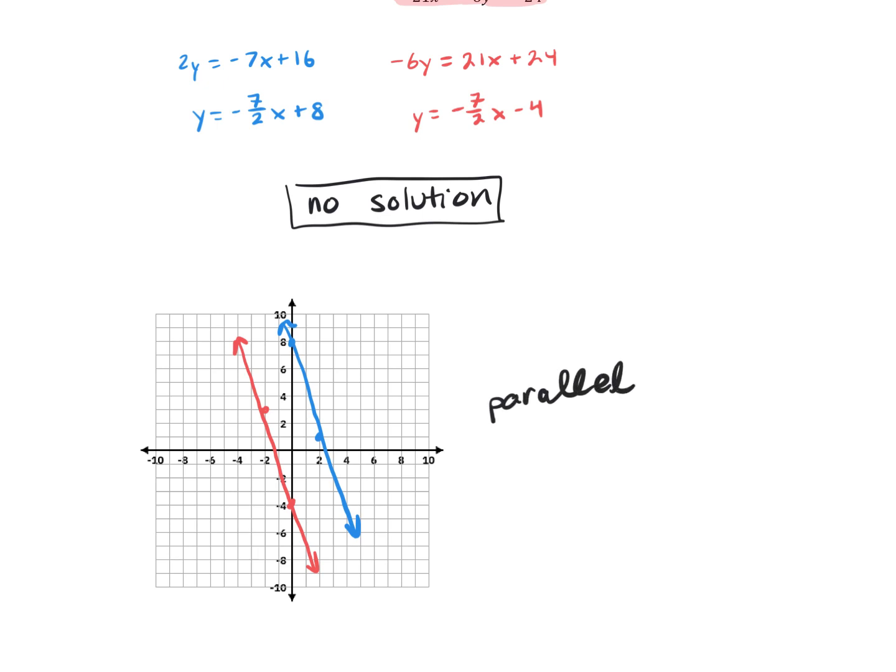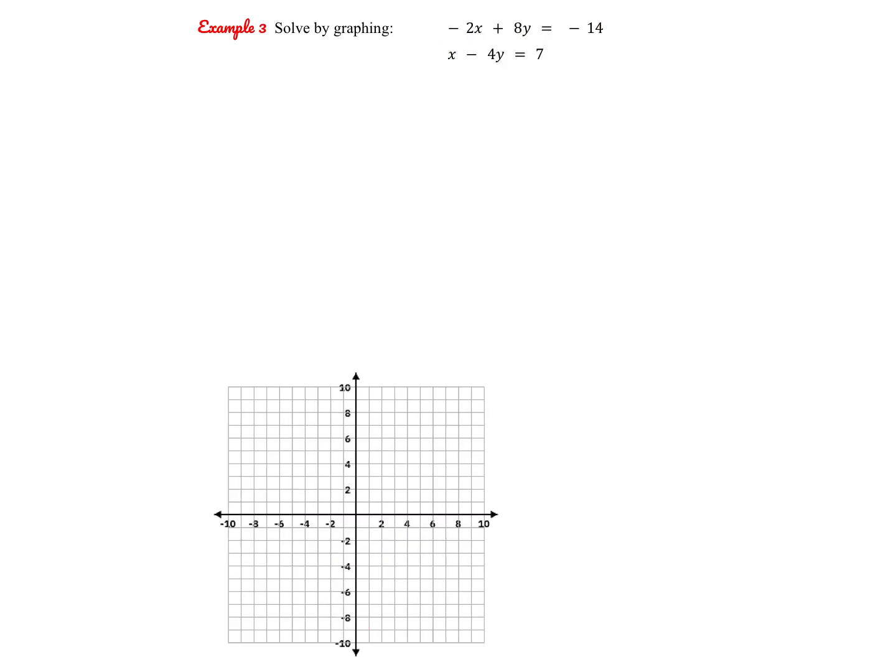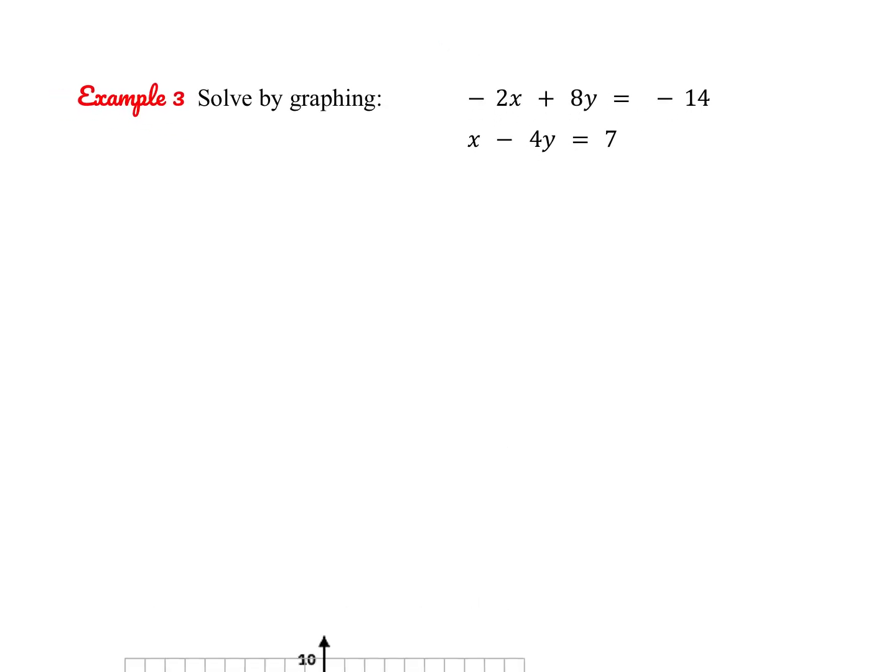And parallel lines will always occur when you have that same slope. And so they will never cross. So again, we have no solution. Let's try one more together. So again, I'm going to rewrite both of these in slope-intercept form.